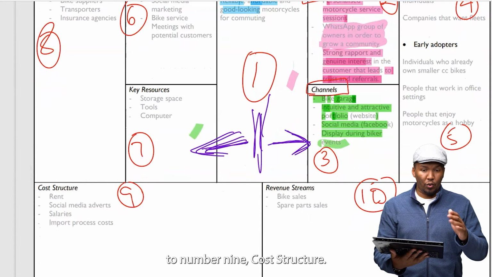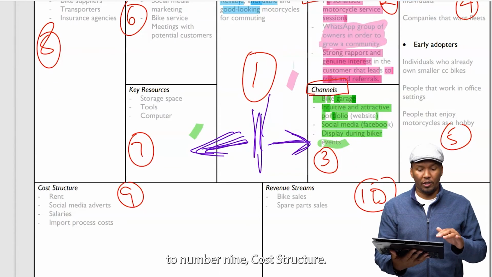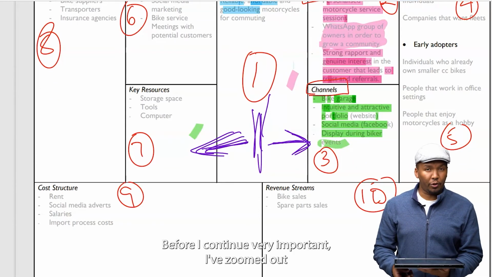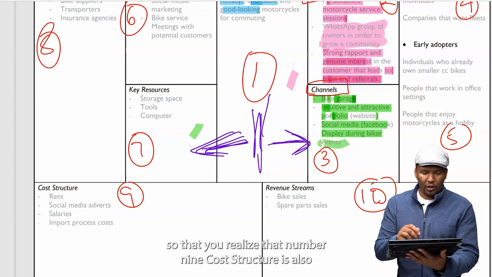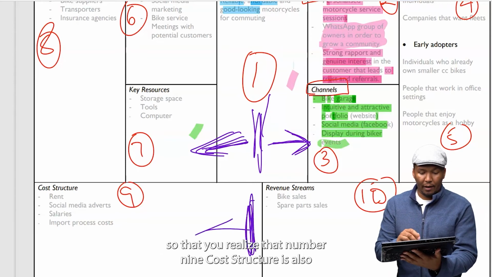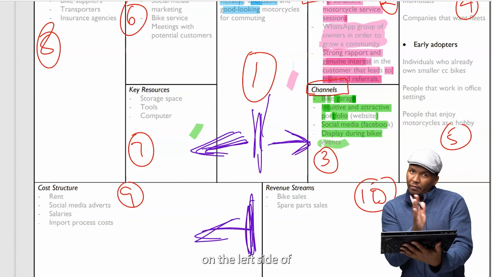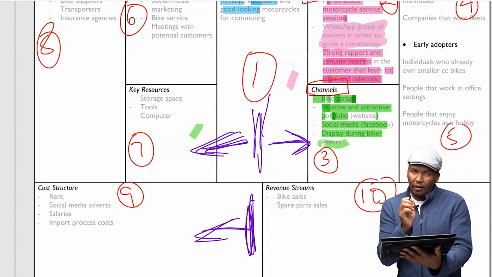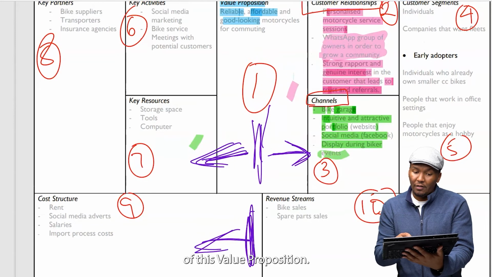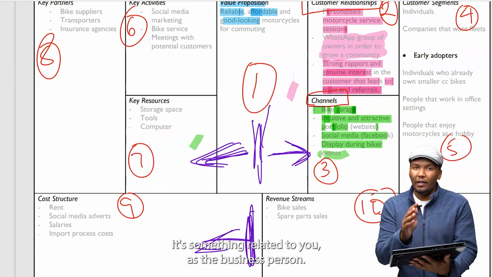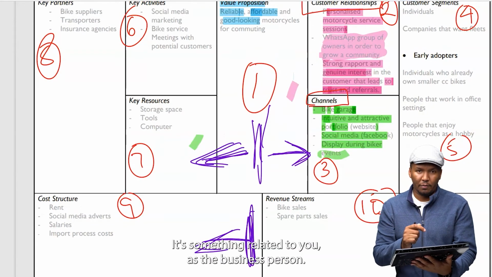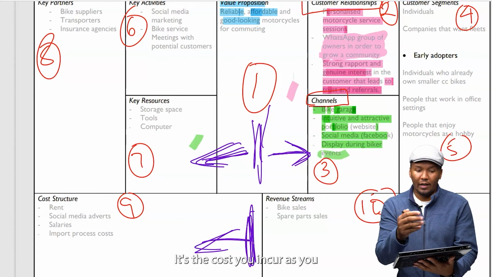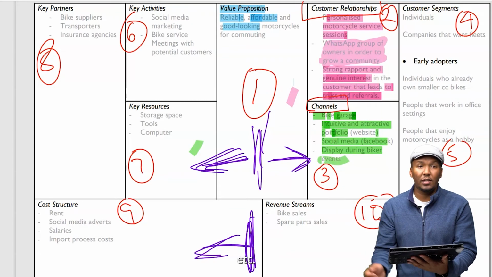So that brings us to number 9, cost structure. Before I continue, very important. I've zoomed out so that you realize that number 9, cost structure, is also on the left side of this value proposition. It's something related to you as the business person. Okay, it's the cost you incur as you do your key activities, as you work with your partners, etc.